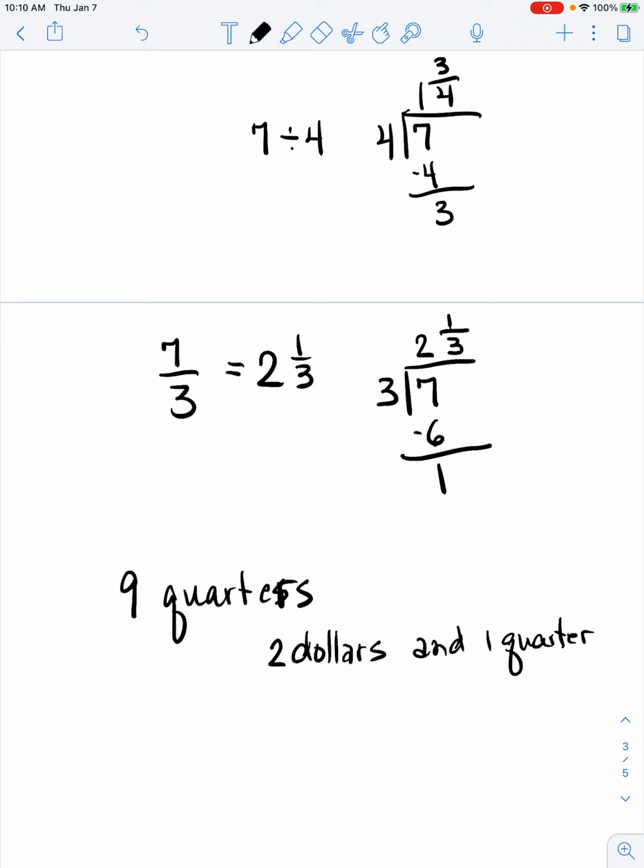So again, it's a lot easier to picture $2 and 1/4. It's a lot easier to picture what a mixed number is, and that's why we turn our improper fractions into mixed numbers after we do our math work.